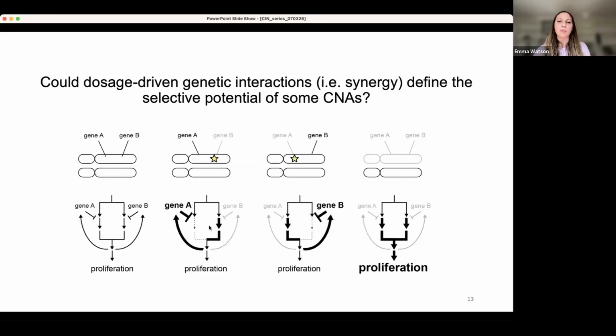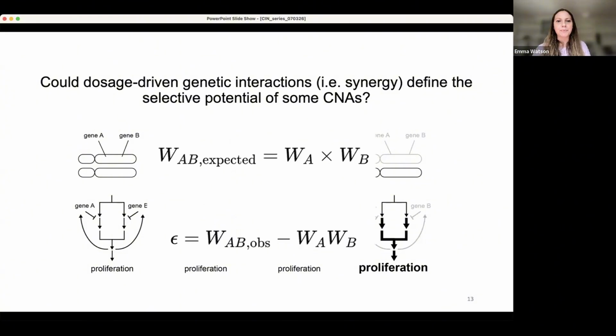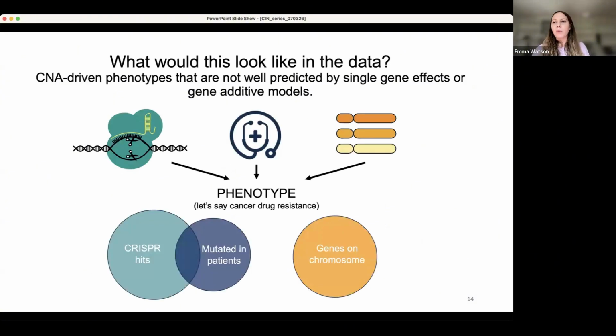Okay, and in this example, that's exactly what we would see, because essentially the phenotype from loss of one gene or the other is essentially zero, 0 times 0 is 0, but we get some massive effect from loss of both genes. Okay, so what would this potentially look like in actual data? This would look like CNA-driven phenotypes that are not well predicted by single gene effects or gene additive models.